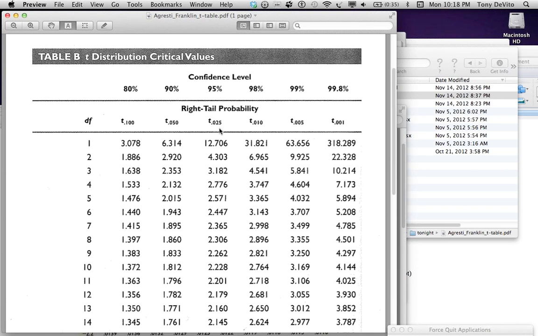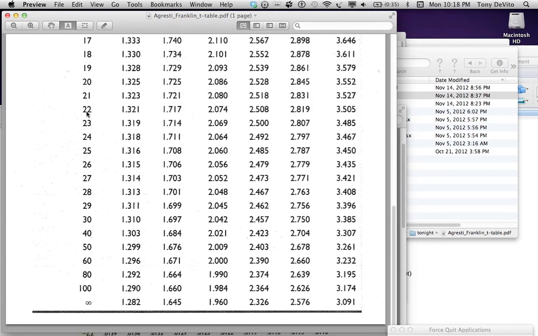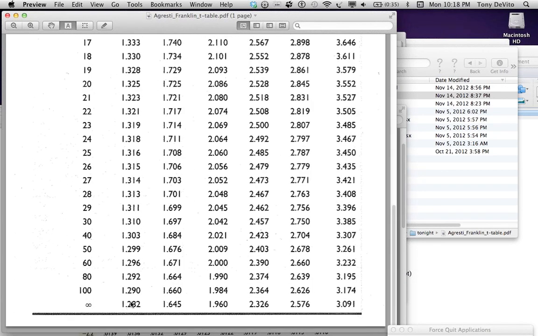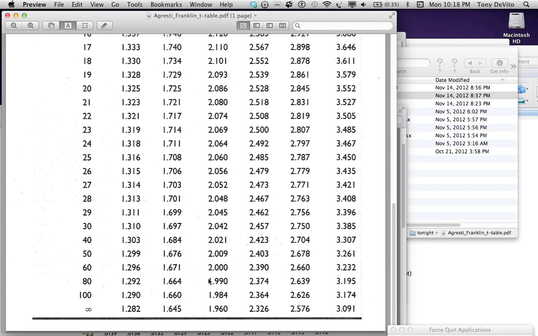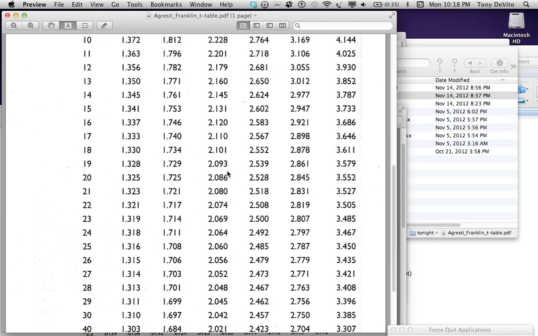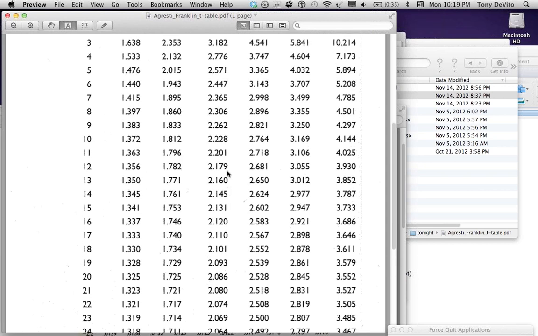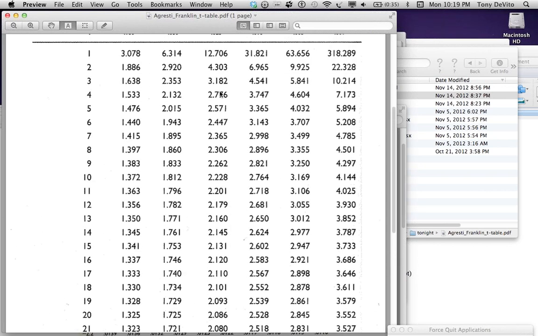Now if I look at this, the degrees of freedom represents my sample size minus 1. If my sample size is very, very large, look what the t value is. It's 1.96. It's the same as the z value. But we notice that as we get a smaller and smaller sample size, the t value that gives us that confidence interval gets larger and larger and larger.